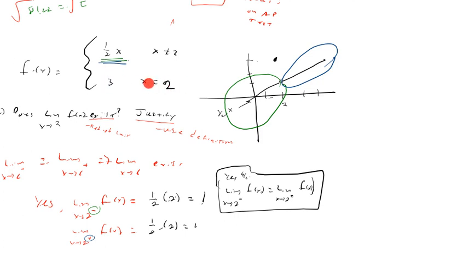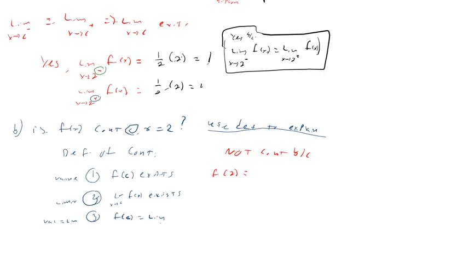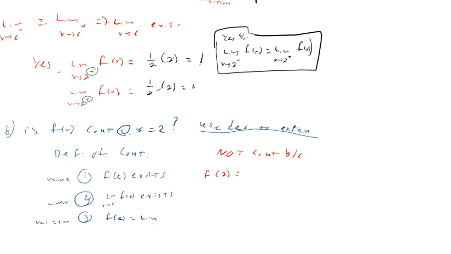Part 2, we found the limit, right? The limit as x approaches 2 of f of x. We found that before. We said that was 1. So we're good with part 1. We have the limit existing, the value existing. We're good with part 2. The problem is here in part 3. f of 2 does not equal the limit as x approaches 2 of f of x.